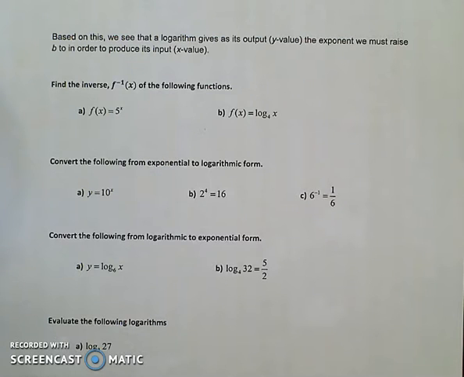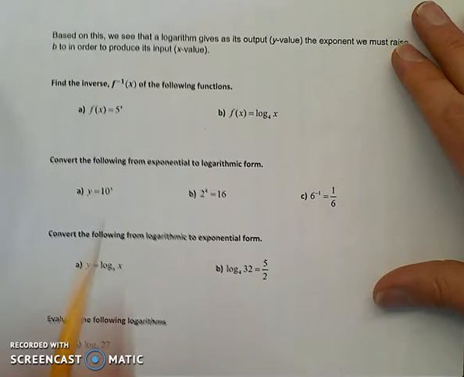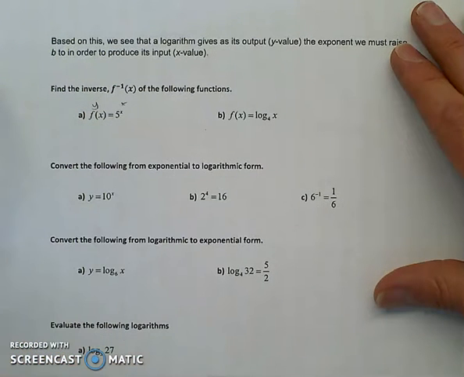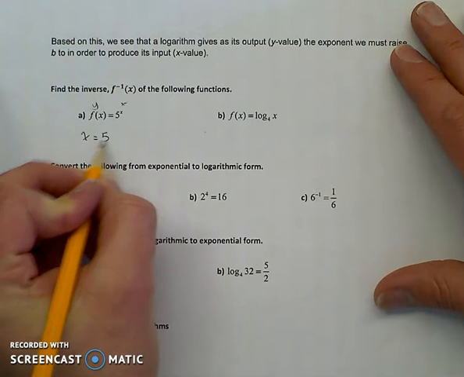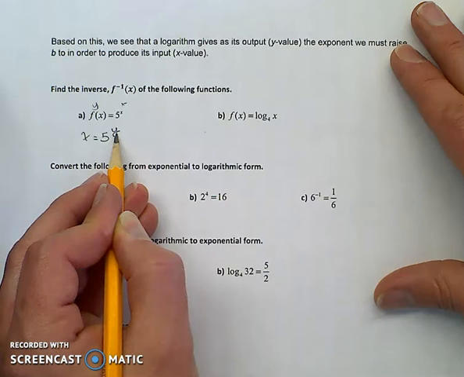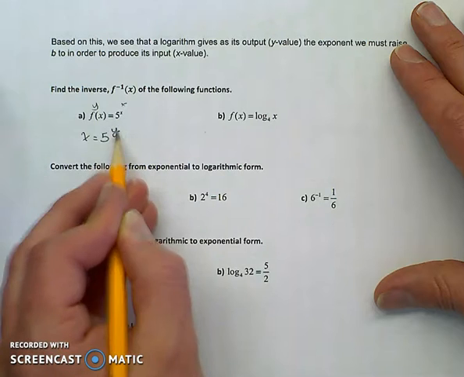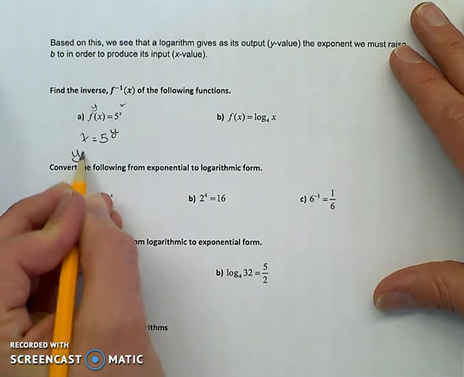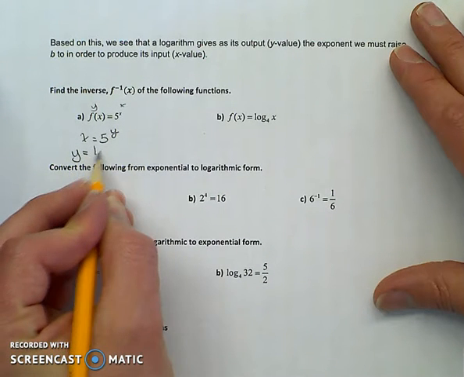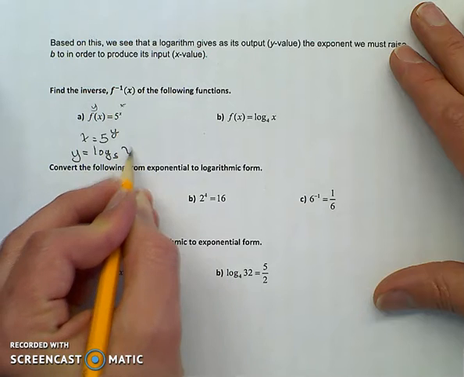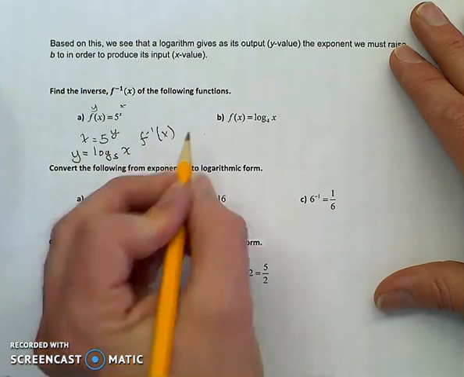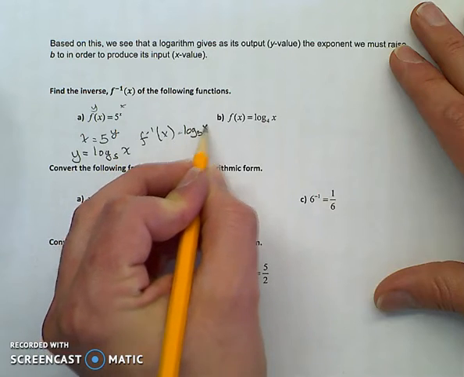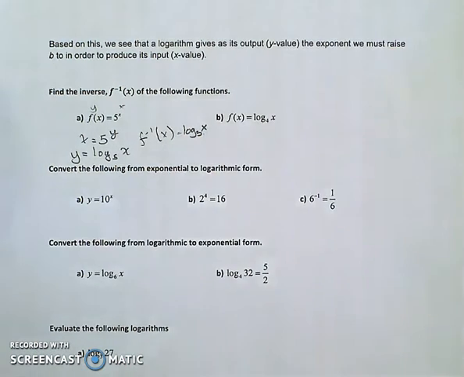So on page 8, the first thing states is find the inverse of the following functions. So again, this is your y, this is your x. We need to switch that. And so we're going to get x equals 5 to the y. We need to make this the answer, the exponent, so therefore we're going to get y equals, that's our exponent, log base 5 of x, and so we're going to rewrite it as f inverse of x equals log base 5 of x. I want you to pause the video and try b.